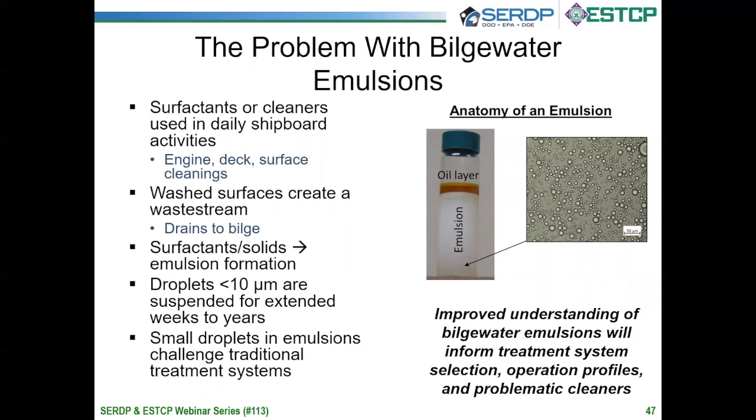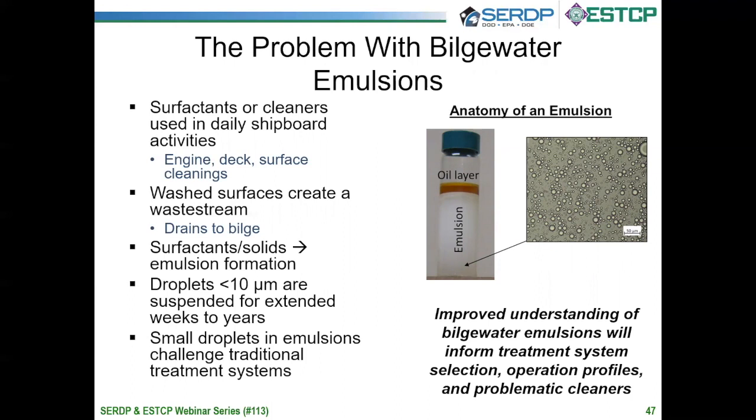As you can see on the figure on the right under anatomy of emulsion, typically we have this oil layer on top that can be removed by our primary parallel plate separator. Then we have beneath the oil layer a cream layer as well as an emulsion layer. Both the cream and emulsion layer would need to be processed by our ceramic membrane. By improving the understanding that we currently have regarding bilgewater emulsions, it'll allow us to determine if treatment systems are capable of meeting the requirements for oil removal as well as volume reduction.